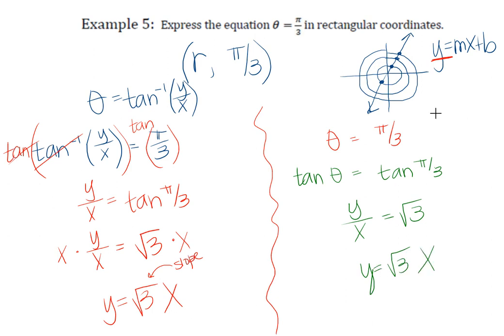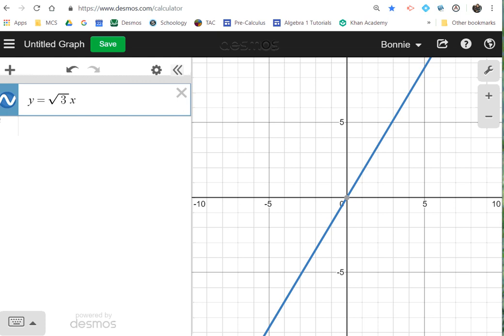So it's up to you either way, but if we look at Desmos, y equals the square root of 3 times x, you can see that it is that line with a slope of root 3. You could envision that polar graph sitting over it and how this would be right along the angle pi over 3.